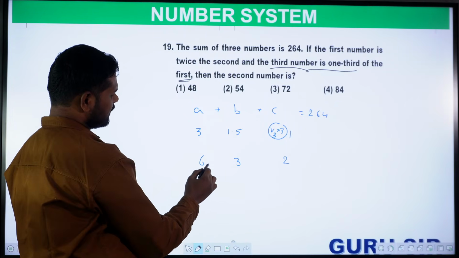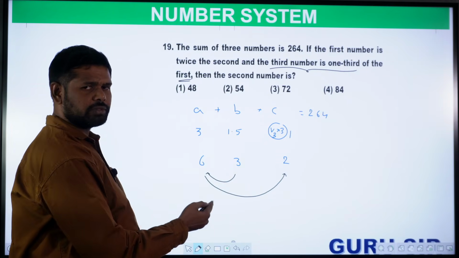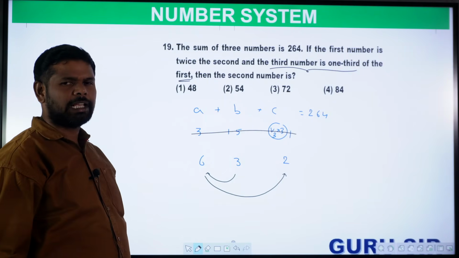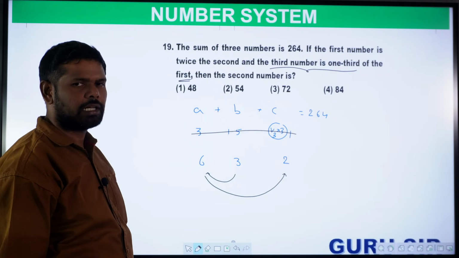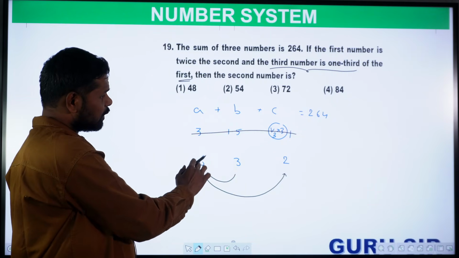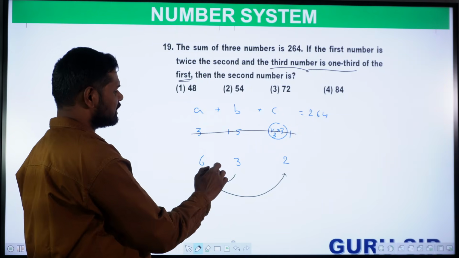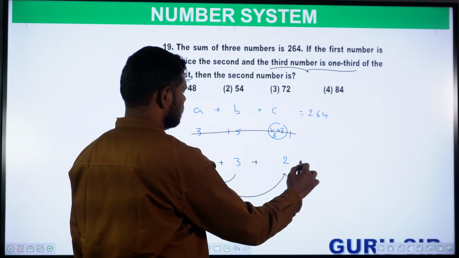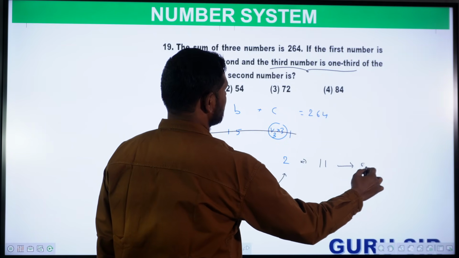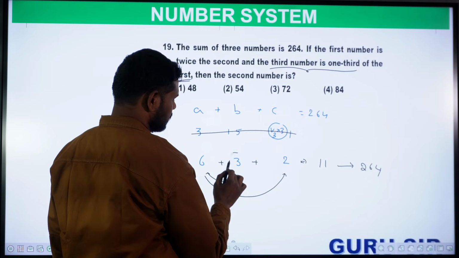Now, the first is twice the second one, right? Correct. The third one is 1/3 of the first one, correct. That's enough. 6, 3, 2. These assumptions are important. So maximum, avoid decimals in the calculations. So A got 6 parts, B got 3 parts and C got 2 parts. The total sum of three numbers is 6 plus 3 plus 2, nothing but 9 plus 2. So that 11 is nothing but 264. Then the second number is how much? 3 parts.